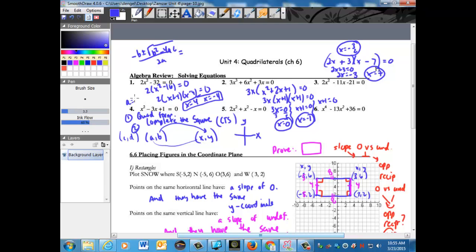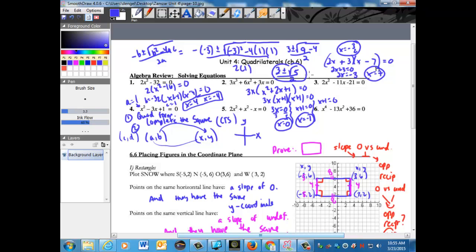So a in this problem is 1. It's your number in front of x squared. B is negative 3. C is 1. So we get negative 3 plus or minus the square root of negative 3 squared minus 4, where a is 1 and c is 1, and then that's all over 2 times a, and a is 1. So we end up getting 3 plus or minus 9 minus 4 all over 2. That's going to be 3 plus or minus radical 5 all over 2, and that's my answer. 3 plus or minus radical 5 over 2.